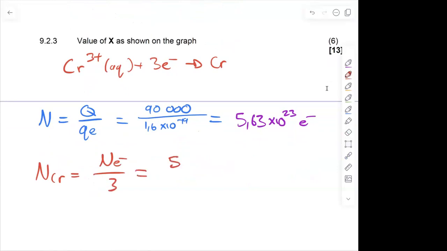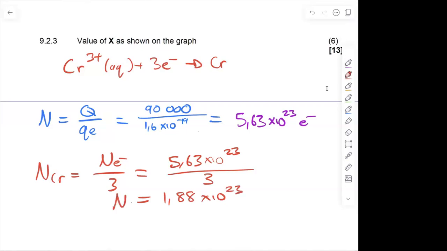That means I've got 5.63 times 10 to the power of 23 electrons divided by 3. When I divide that by 3, I end up with 1.88 times 10 to the 23. That's now the number of chromium atoms that I've got there.